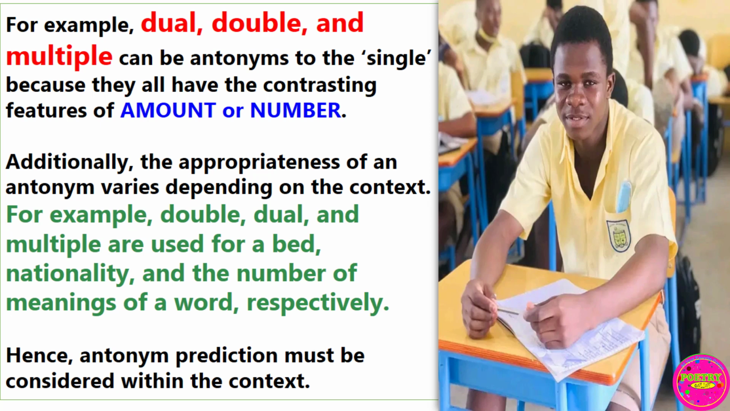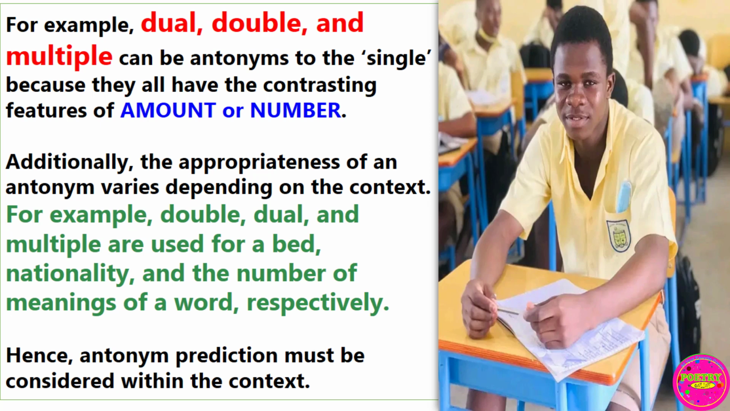These three words can be antonyms to the word single because they all have the contrasting feature of amount or number, but you can't use them interchangeably, especially when it is in a sentence, and this is what you will find in the WAEC examination. The words are going to be in sentences, so you have to pay attention to the context in which the word is being used.